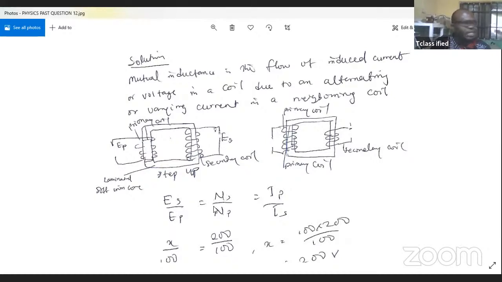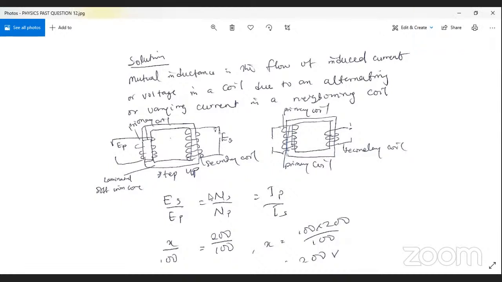Here the coil is represented by N, which is the number of turns. And this is the EMF. And it's inversely proportional to the current. So that's why you have to transpose the current here. You have to have the primary on top and the secondary down. But for the two types of coil, their names are step up and step down.